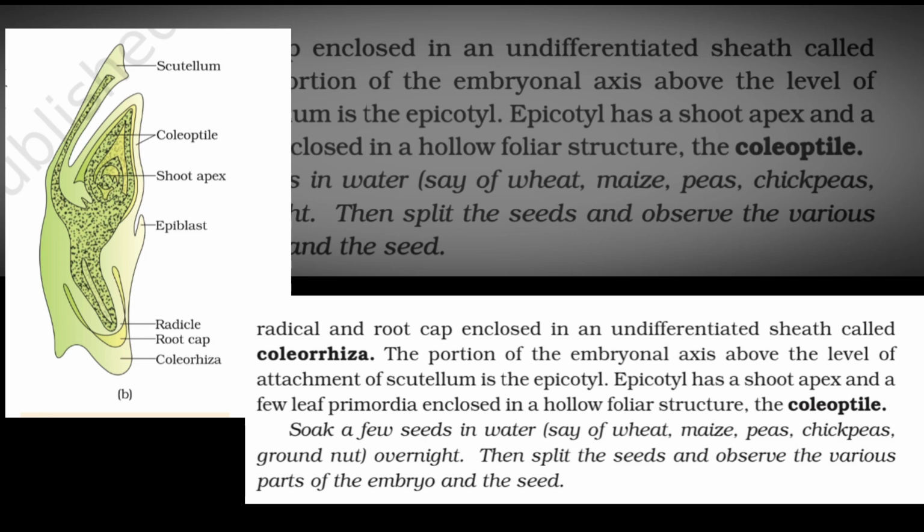The portion of the embryonal axis above the level of attachment of scutellum is the epicotyl. Epicotyl has a shoot apex and a few leaf primordia enclosed in a hollow foliar structure, the coleoptile. Soak a few seeds in water, say of wheat, maize, peas, chickpeas, groundnut, overnight. Then split the seeds and observe the various parts of the embryo and the seed.